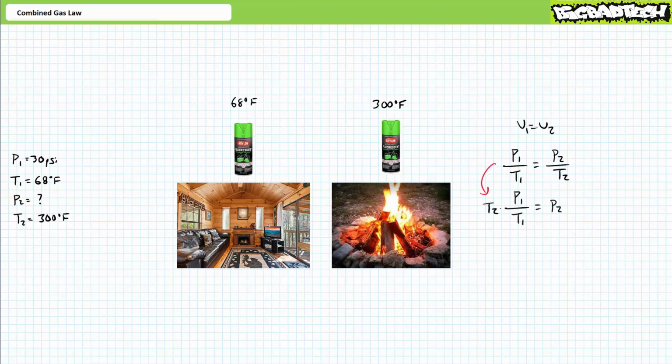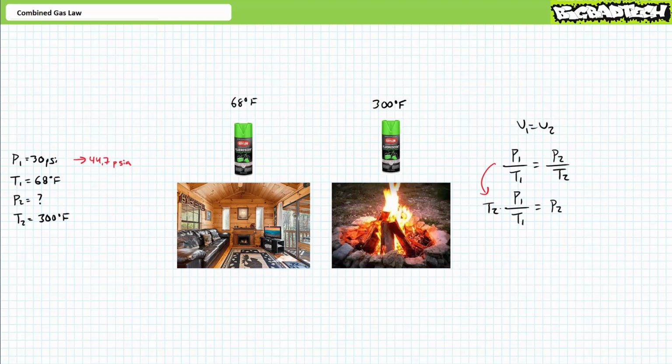An algebraic manipulation demonstrates that P2 is equal to P1 over T1 times T2. All we got to do is substitute in the given values. Problem is, if we use these numbers in the present condition, we're going to get a garbage answer. We need to convert both the pressure and temperature readings to the absolute scale.